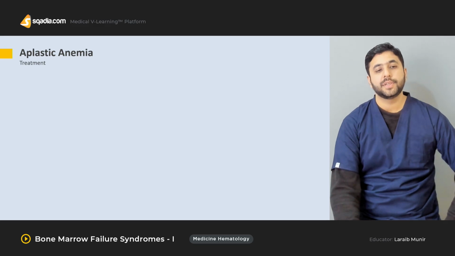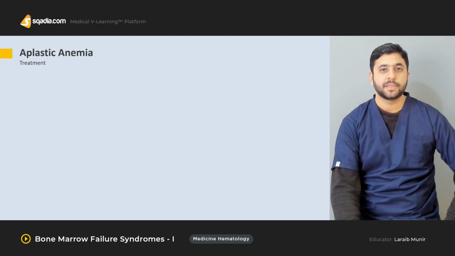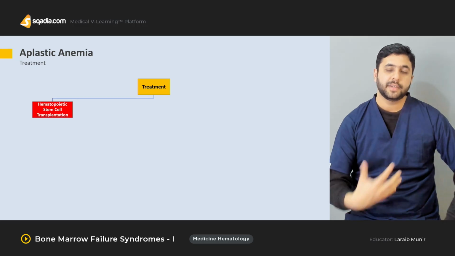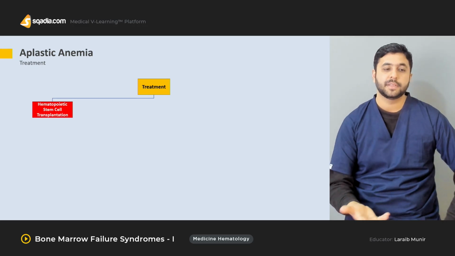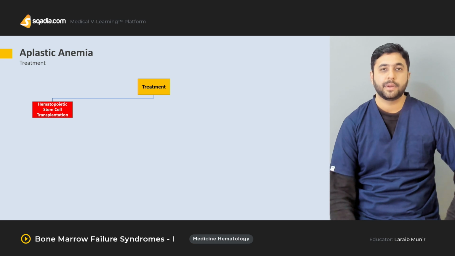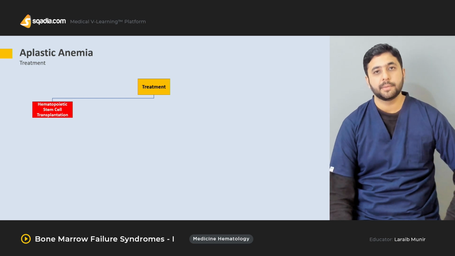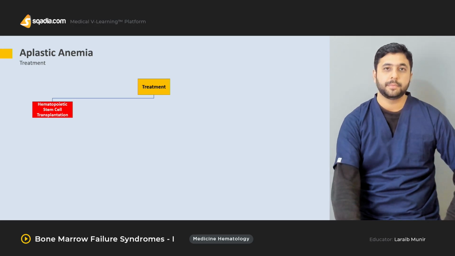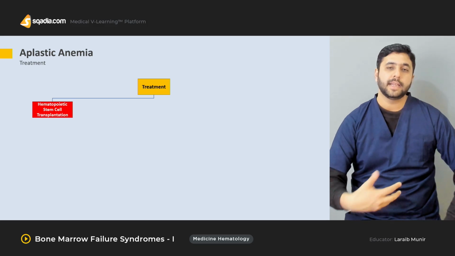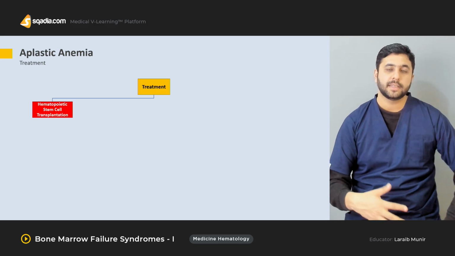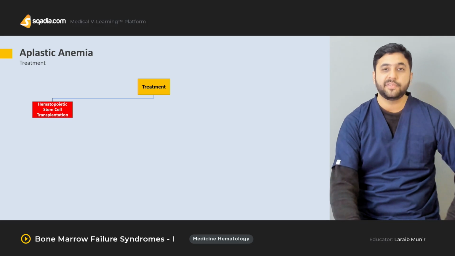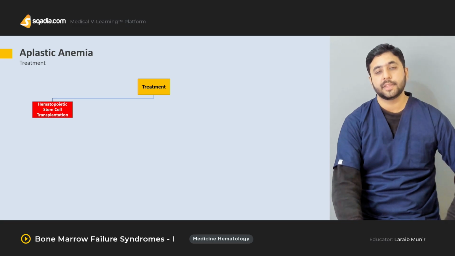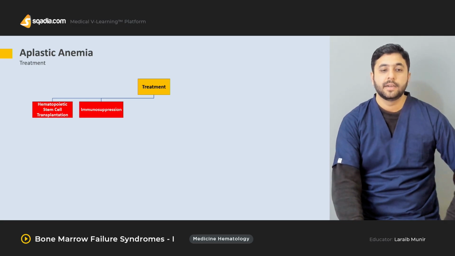Now, what are the various treatment options which we have for the patient with aplastic anemia? The definitive treatment is bone marrow replacement with hematopoietic stem cell transplantation. And if we can find a suitable donor, then these patients can lead a perfectly normal life after the hematopoietic stem cell transplantation. Because generally, this is a disease of the young patient and they are medically fit generally if they have an idiopathic disorder.